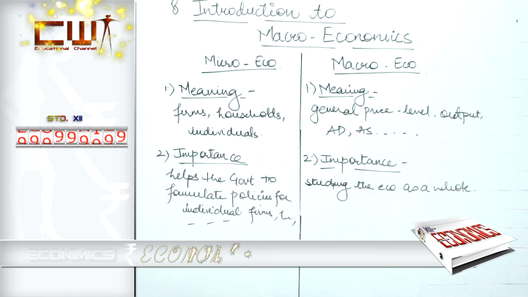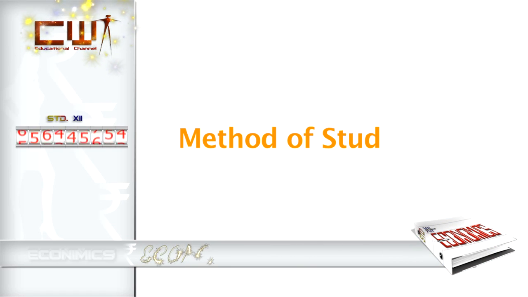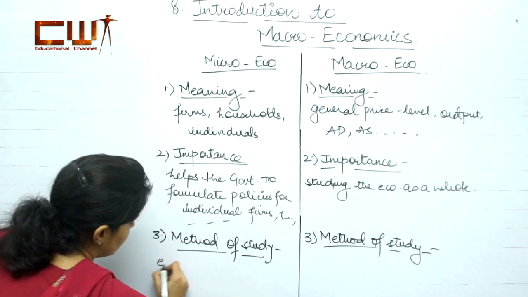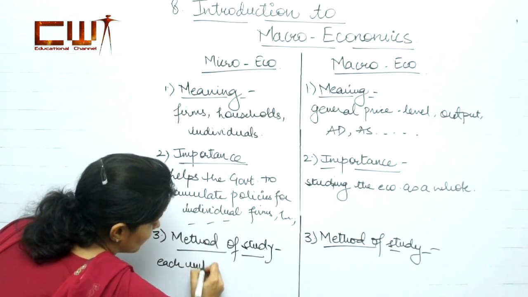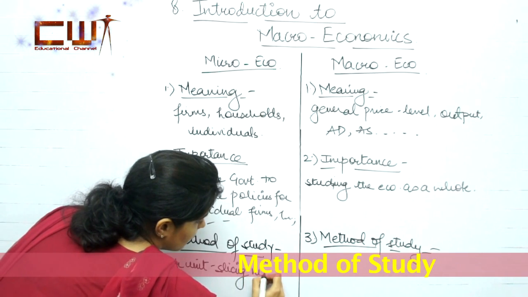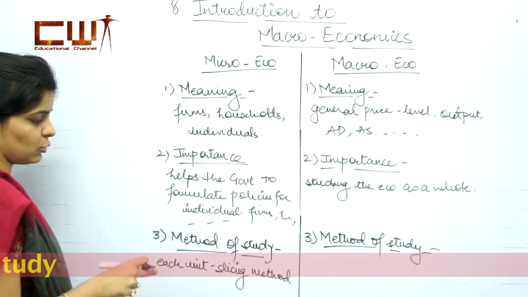You are studying the economy as a whole with the help of macroeconomics. That is the importance of macroeconomics. Next is method of study. Microeconomics studies each unit, that is by using the slicing method. You slice down your economy into parts and then you study.